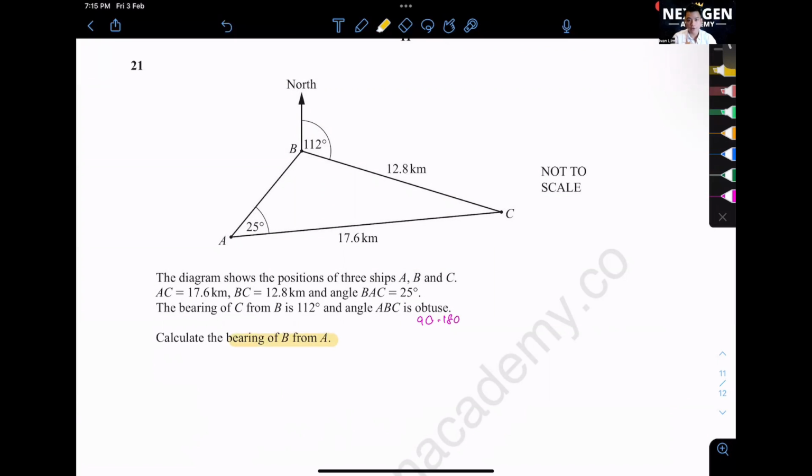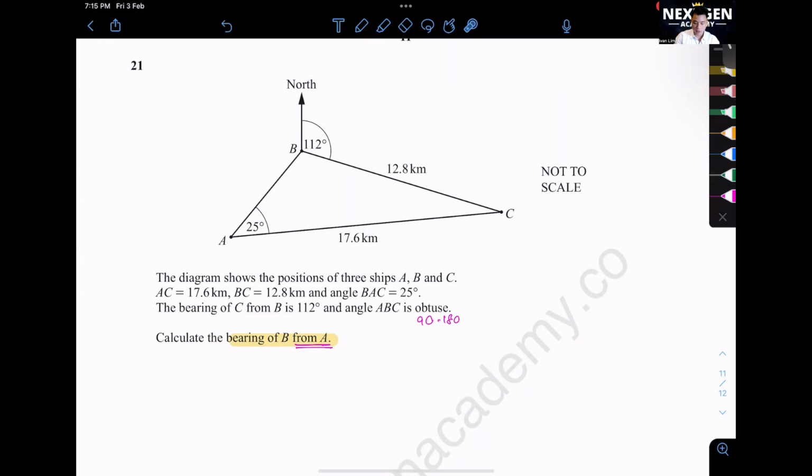When we do bearing, what was the keyword I always ask you all to remember? What is the keyword when we do bearing? The keyword is from. Because many of you will read it like this, bearing of B to A. So where is your starting point?